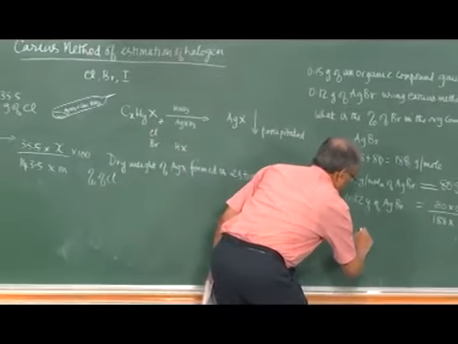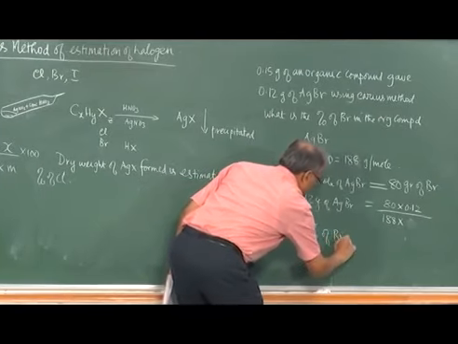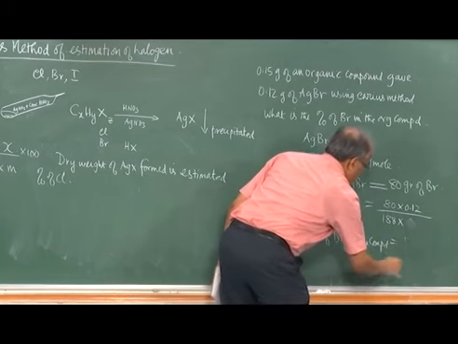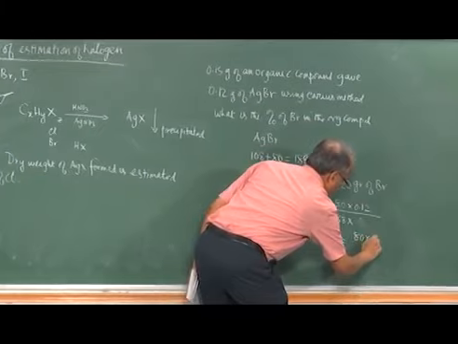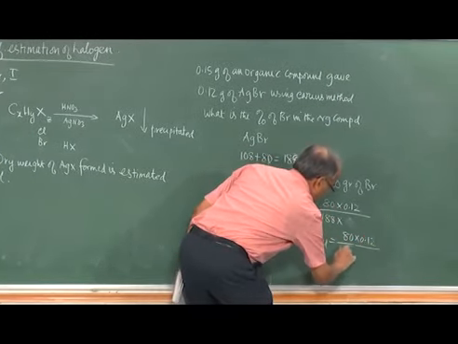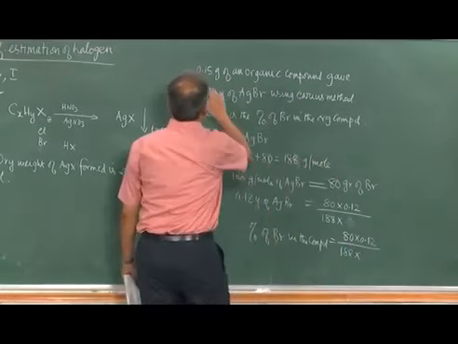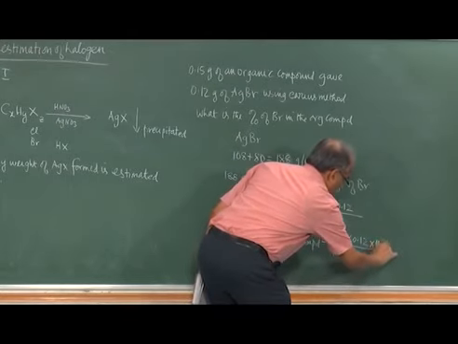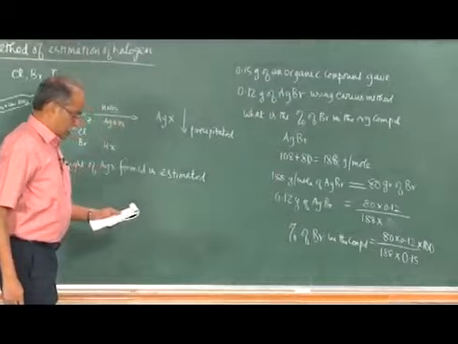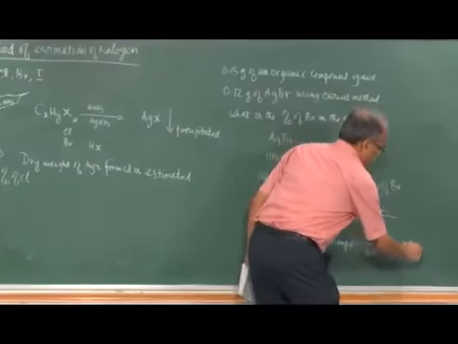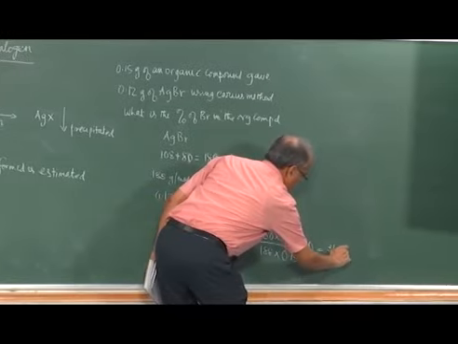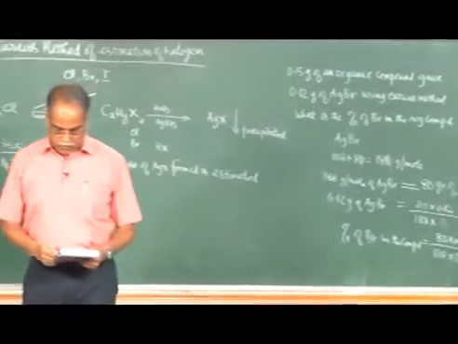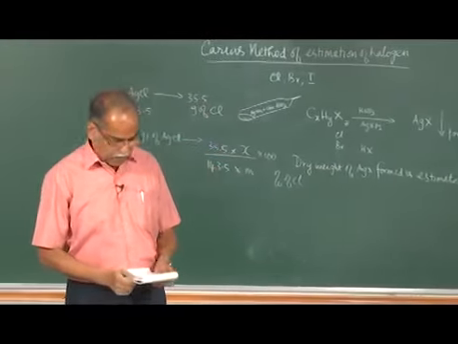If you want the percentage of bromine in the organic compound, this would be equal to 80 multiplied by 0.12 divided by 188. This is present coming from 0.15 grams of the organic compound. For 100 grams of the organic compound, how much will it be? It turns out it is about 34.04% if you work out this example here. So, that much amount of the bromine is present in the organic compound.